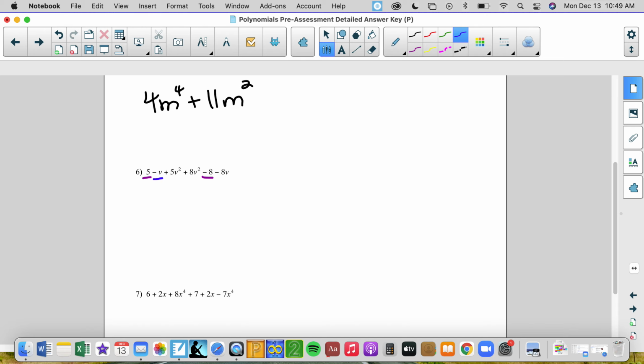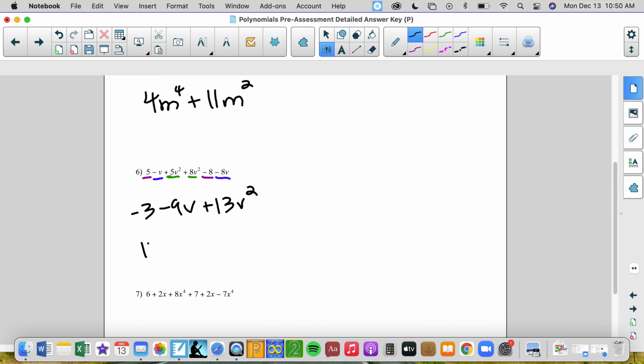This is a v to the first. That's a v to the first. That's v squared and that's v squared. So let's combine them. 5 and negative 8 makes negative 3. Negative v and negative 8v makes negative 9v. Positive 5v squared, positive 8v squared makes positive 13v squared.